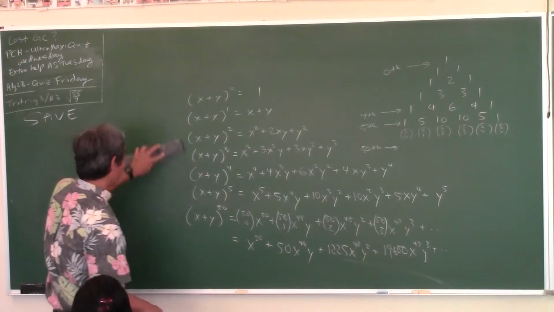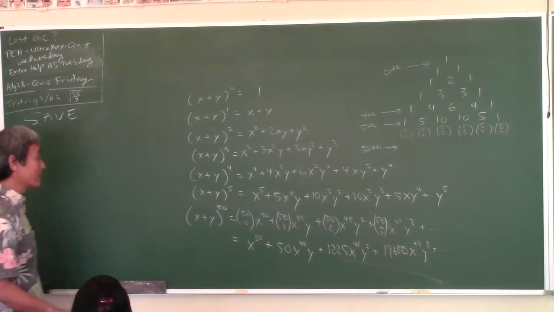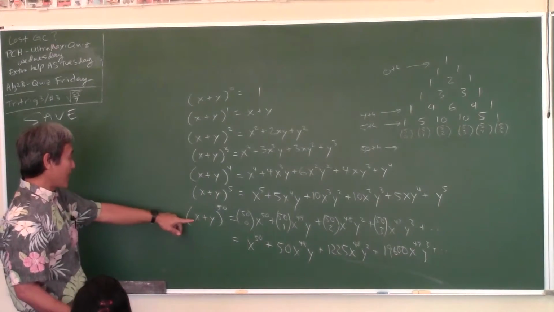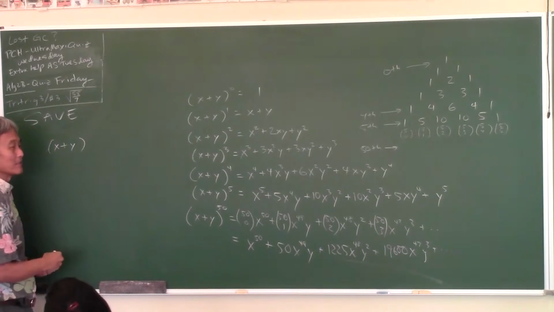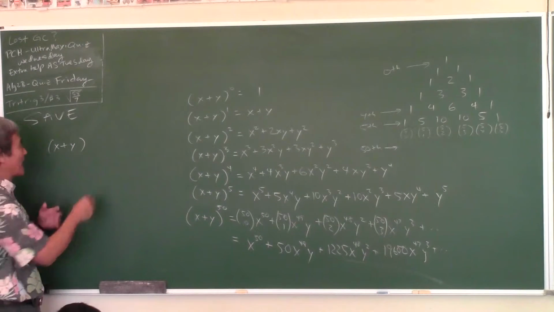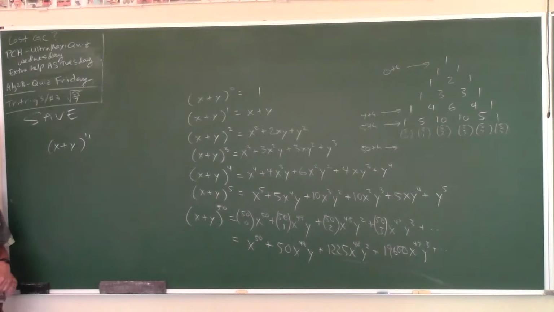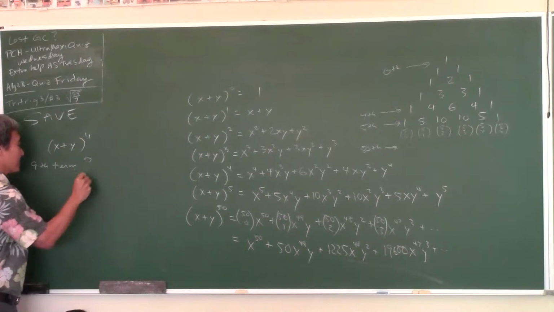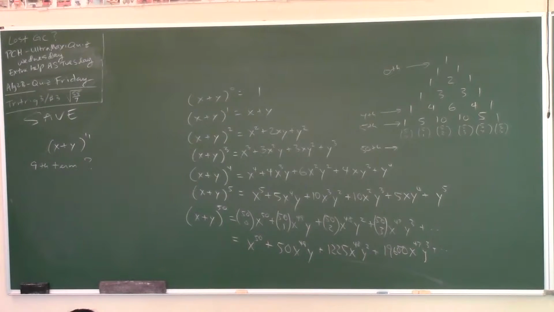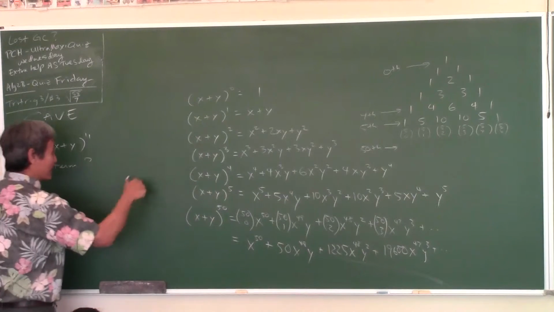Okay, before we go on to the next problem, what if I were to ask you, if you were to expand x plus y to the, give me a smaller number, how about 11? How many terms will there be? There will be 12 terms, okay? What is the 9th term? So if I were to expand it, I would have 12 terms. What is the 9th term? So do I write them all out and then box the 9th one?